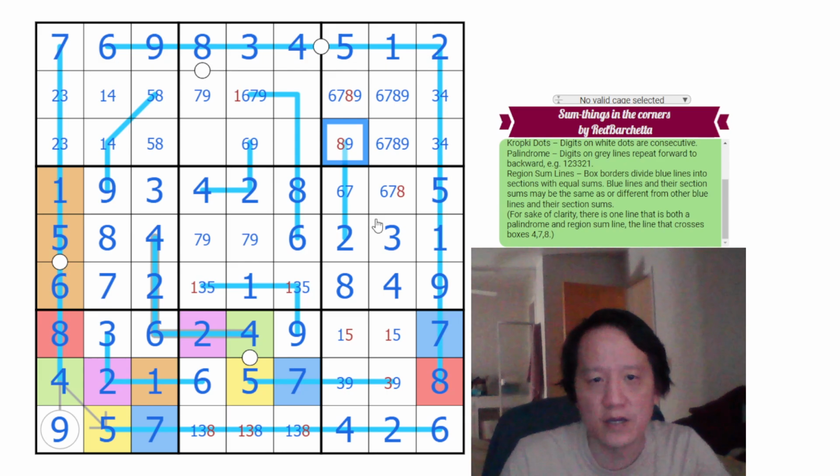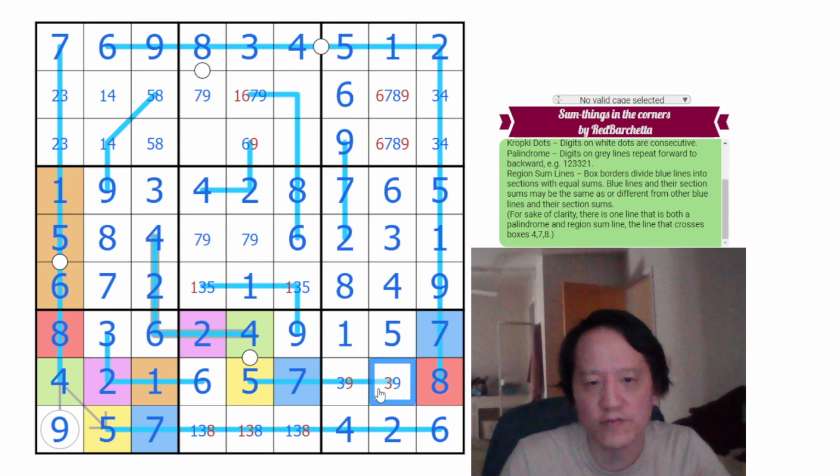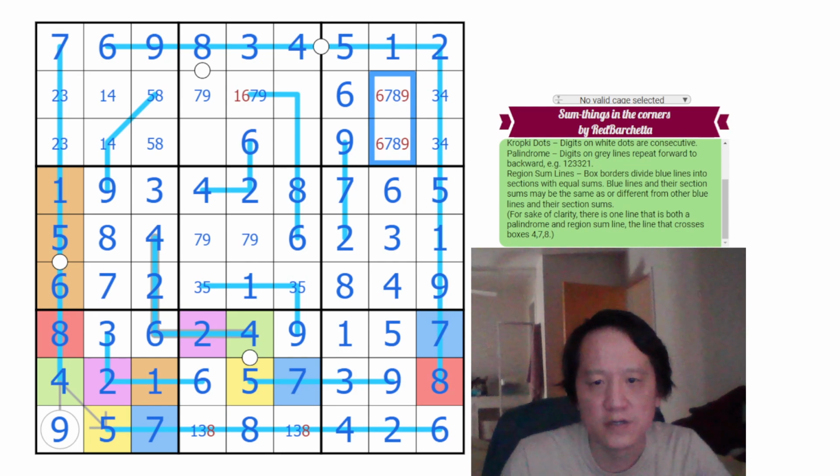This has to be 9 because this is 8. So this is 9. So this is 7. This is 6. This is 1, 5, 9, 3, 8. This cannot be 1. This has to be 6. No 6 and 9. No 1 or 6. So this is 7 and 9, which makes that 8, which makes that 7, which makes this 5, which makes that 8, which makes that 4.